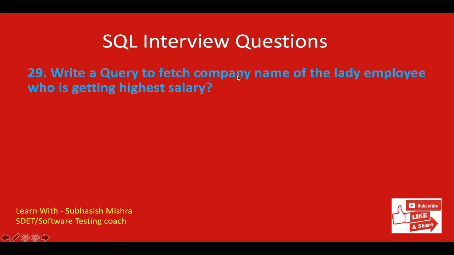You need to get the company name of a lady employee. The company name is present in the company table, and the lady employee details are present in the employee table. And again, who is getting the highest salary? That lady employee should get the highest salary. So that is the detail we want. Let's see how we can do it.